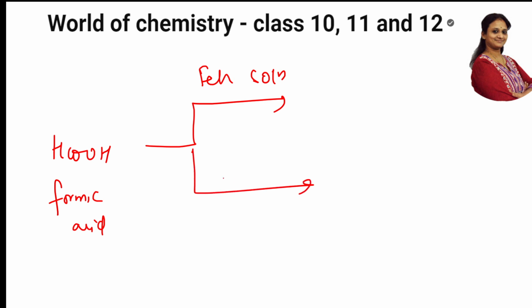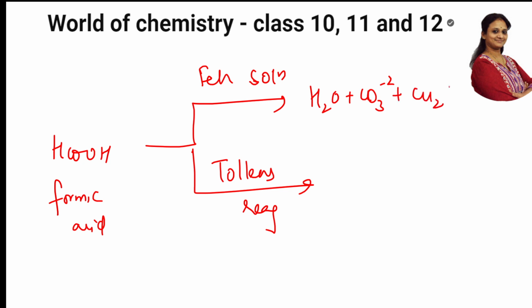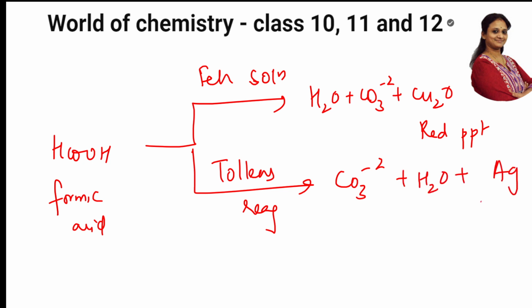Next, Tollens' reagent test. If formic acid is treated with Fehling solution, what will you get? You'll get water plus carbonate ion plus red copper precipitate. This is your red precipitate. If you treat it with Tollens' reagent, you'll get carbonate plus water plus silver mirror. This is your silver mirror.